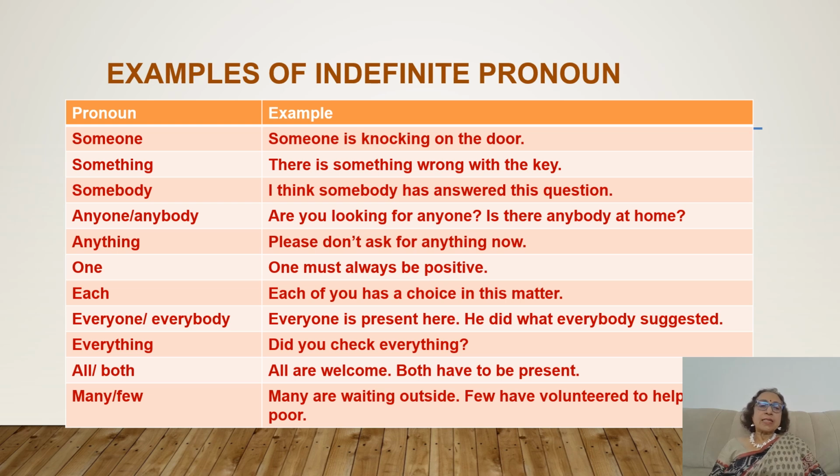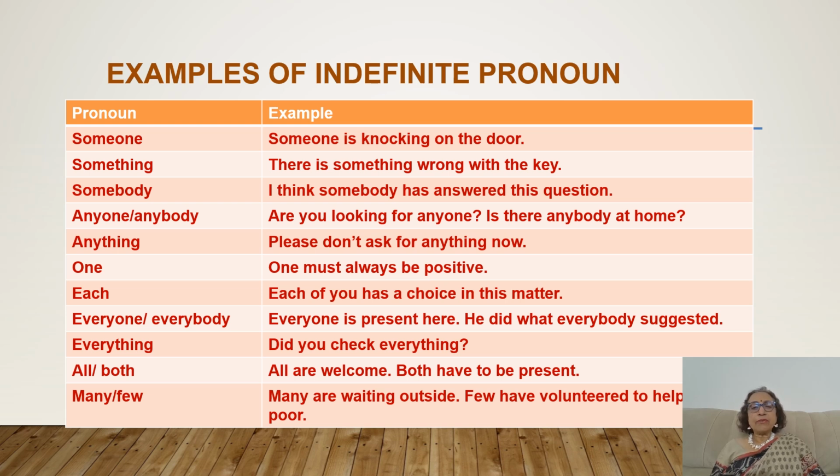So you can see someone, something, somebody, then anyone, anybody, anything, one, each, everyone, everybody, everything. These are all singular because you can easily make out by looking at the verb which follows. Someone is knocking on the door. Someone is. Plural would be are, so we don't use it. There is something wrong with the key. There is something wrong, so we have is here. I think somebody has answered this question. So somebody has answered, the singular form of the verb.